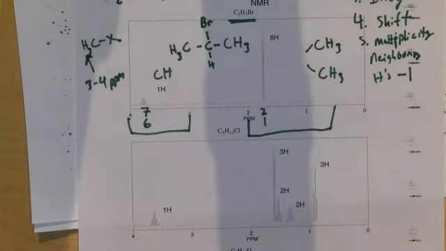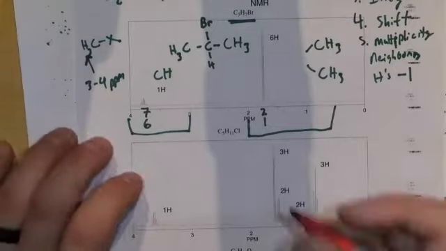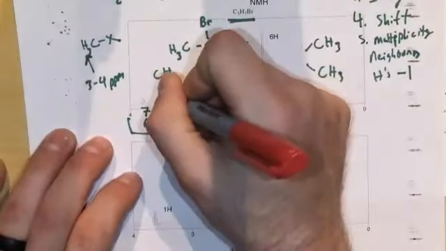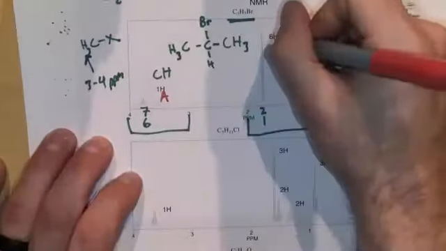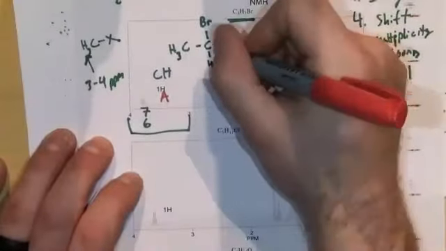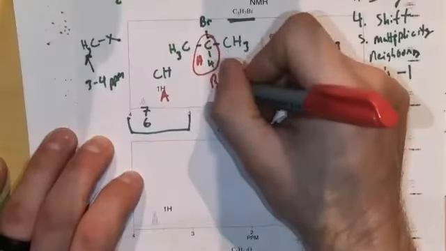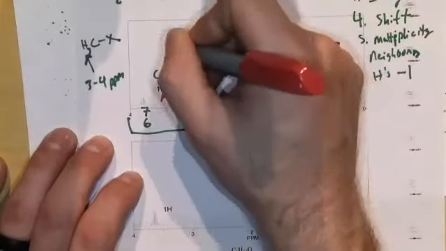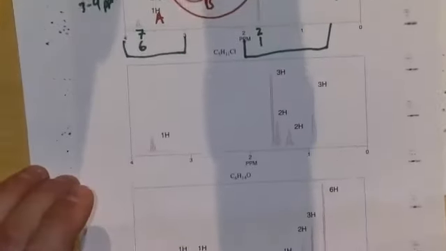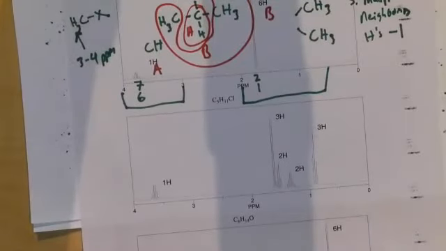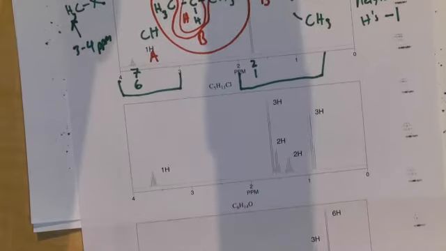Oh, actually, I was going to do that. So you can go back and label these if you wanted. So this, I'm going to put A and B here. A would correspond to this CH. B is going to correspond to these 2 CH3s here. And that will be a fully labeled NMR if you're doing this on an exam. Okay, now take a few minutes and go to the next one.